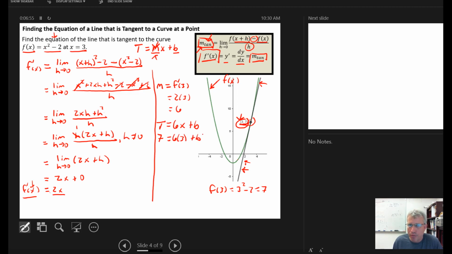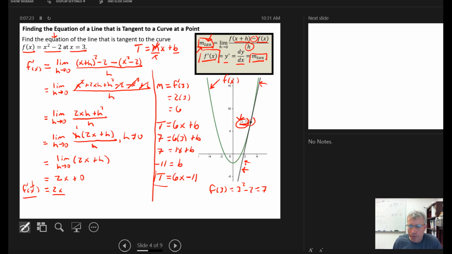Now I can solve for b, the y-intercept of the tangent line. So I get 7 equals 6 times 3, which is 18, plus b. Subtracting 18 from both sides gives me negative 11 equals b. Now I can come up with the final equation for that tangent line. The tangent line is described by 6x plus negative 11, or 6x minus 11. There's the equation of the tangent line.